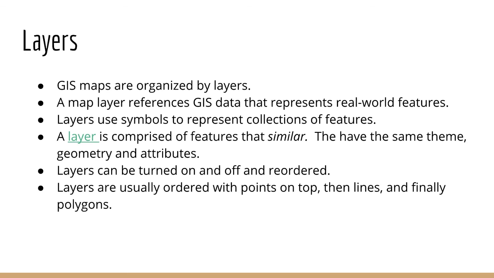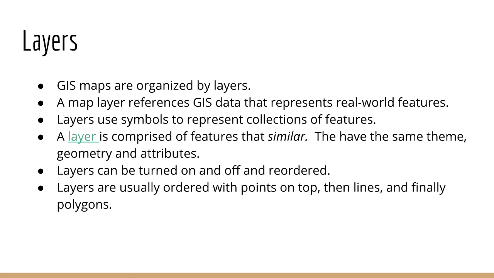We use layer symbols to represent collections of features, and a layer is comprised of features that are similar. All right, so in a GIS, layers are thematic. We do not put dissimilar things in the same layer. For instance, we might want to make a layer of manholes on this campus that would be a point layer, and we make a layer of trees. Those are all points, but we don't put them in the same layer. They are different kinds of things. They are in different layers.